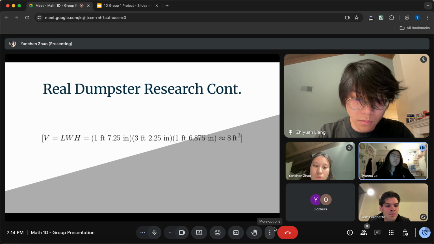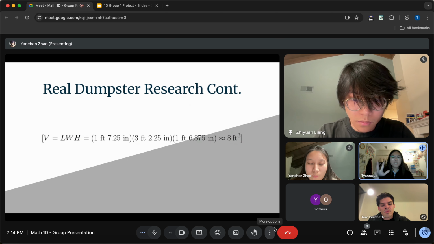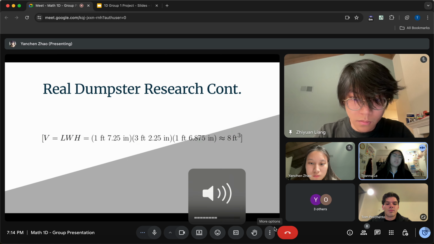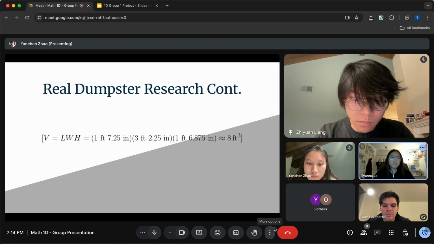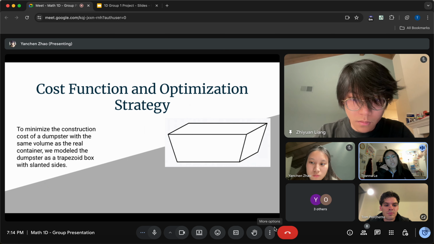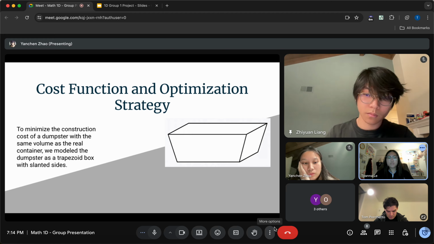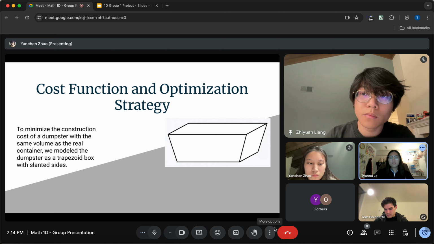To find the volume, you multiply the length, the width, and the height, which gives us approximately 8 feet cubed. The cost function optimization strategy: to minimize the construction cost of a dumpster with the same volume as the real container, we modeled the dumpster as a trapezoid box with slanted sides.